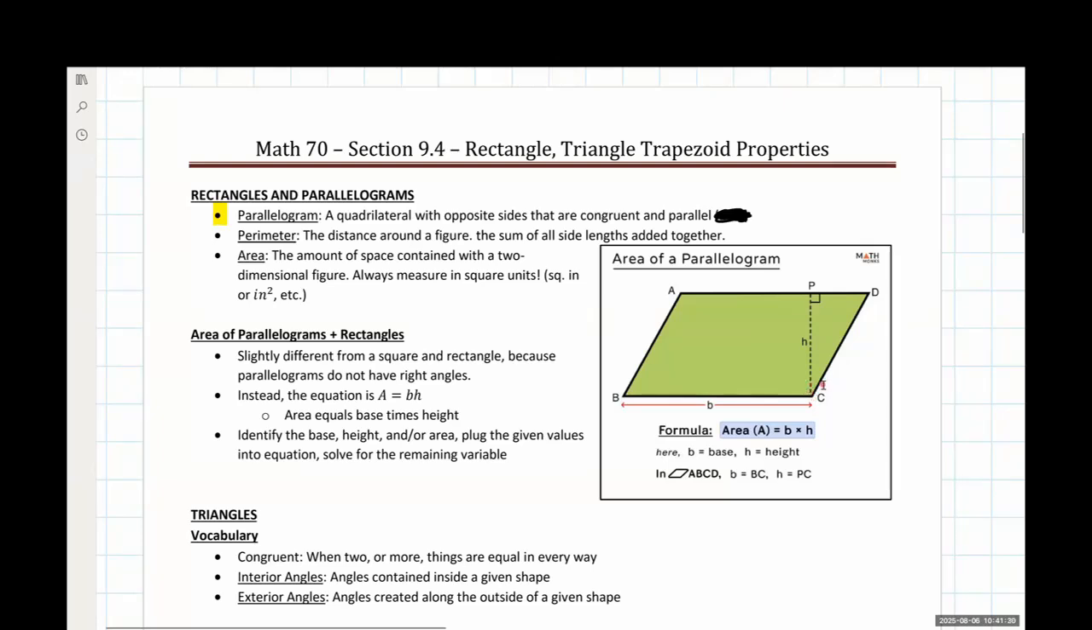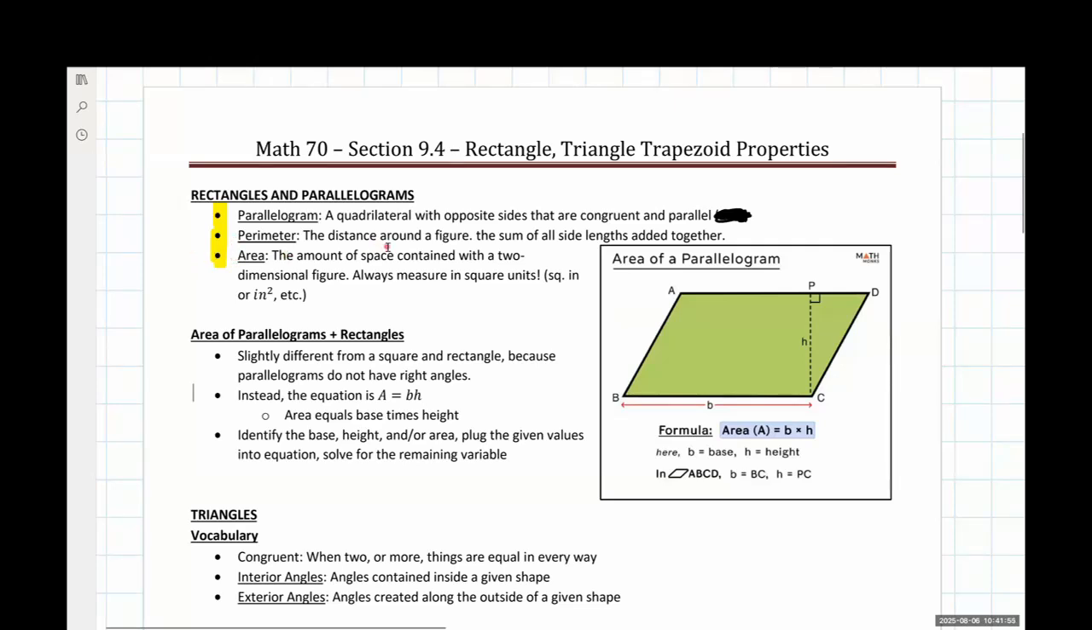You can also see a parallelogram depicted as a rhombus, which is this exact same thing, but all the side lengths are the same as one another, just slightly slanted as well. Then we have our two main other terms that we'll be seeing for rectangles, triangles, trapezoids, all these different things: the idea of the perimeter and the area.